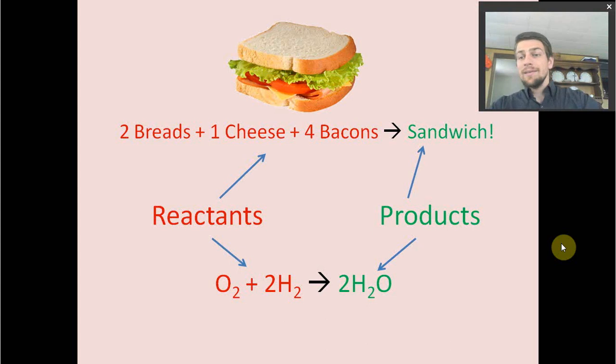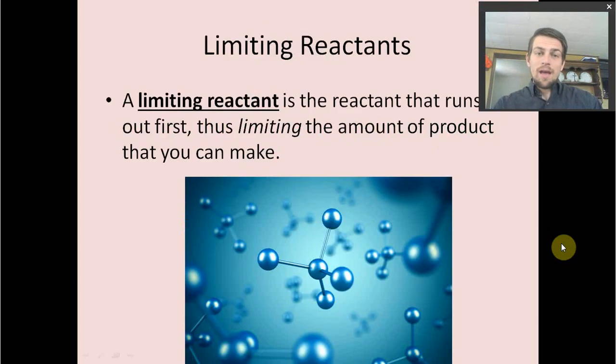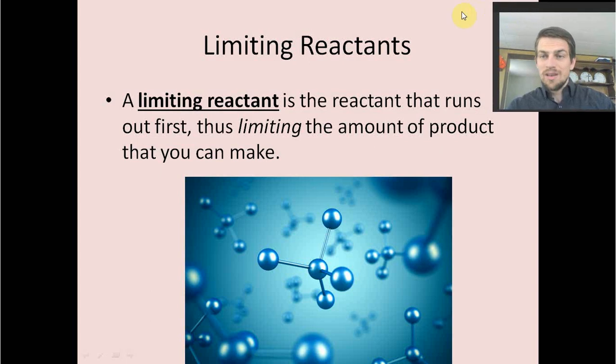So as I demonstrated with the sandwiches, sometimes if we have much more of some of the reactants than the other reactants, so if we're in short supply of one of the reactants, that one limits how much of the product we can make. And this gives us the idea of a limiting reactant. So notice the name of limiting reactant. It is a reactant that is limiting. It limits what you can do. So limiting reactant is the reactant that runs out first, thus limiting the amount of product that you can make.